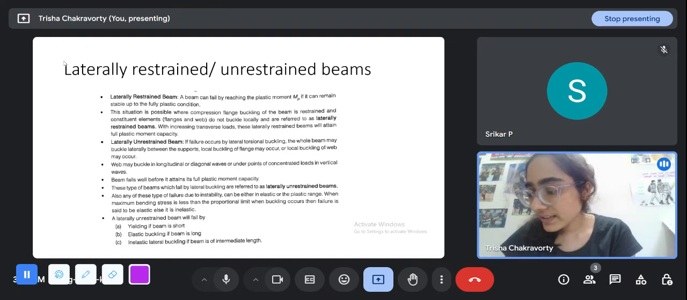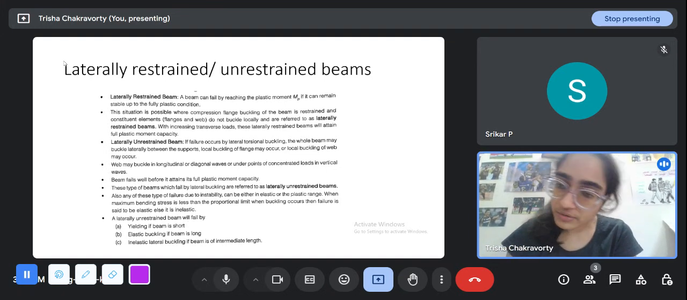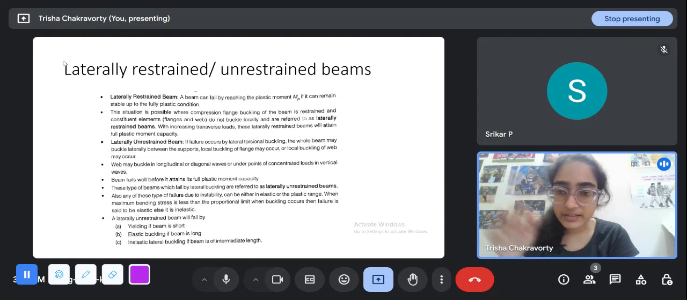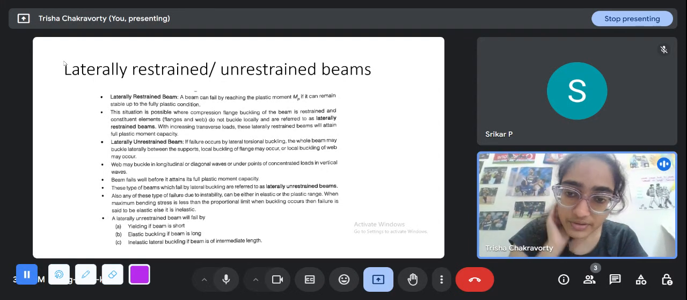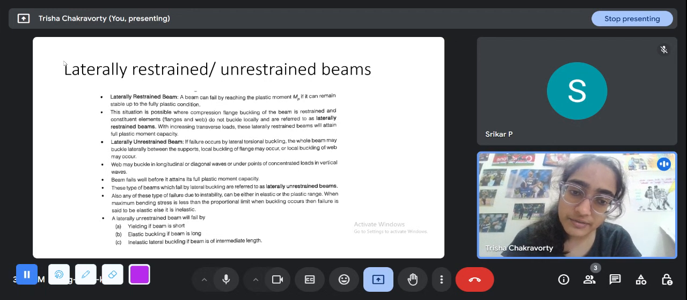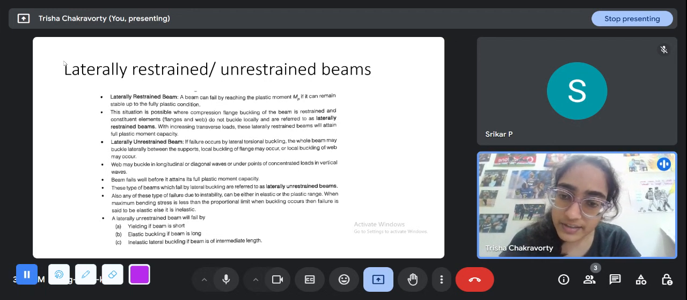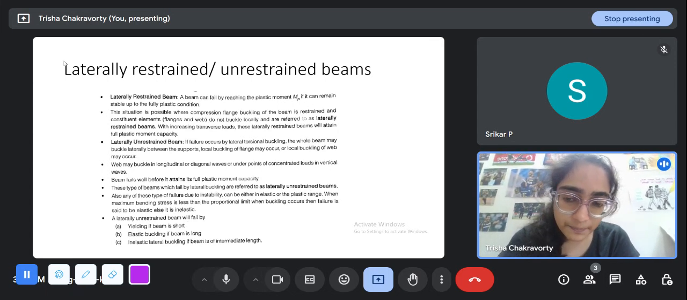So that is why we have to see whether the web is buckling, whether the flange is buckling, or the beam as a whole is buckling. This situation is possible when compression flange buckling of the beam is restrained and the constituent element flanges and web do not buckle locally, and these are referred to as laterally restrained beams. With increasing transverse load, these laterally restrained beams will attain full plastic moment capacity.